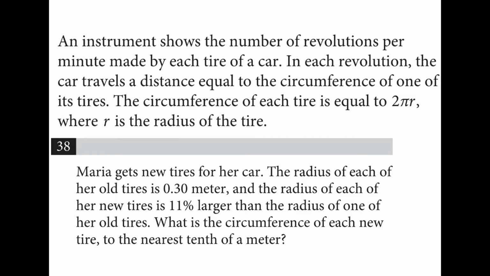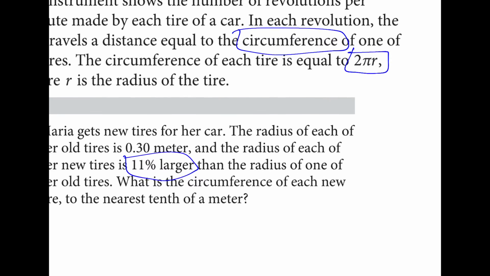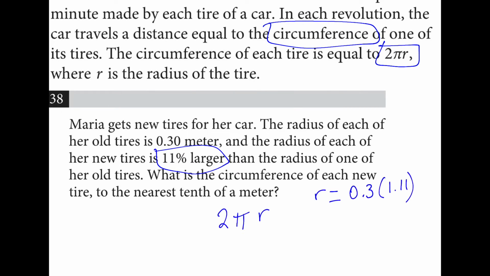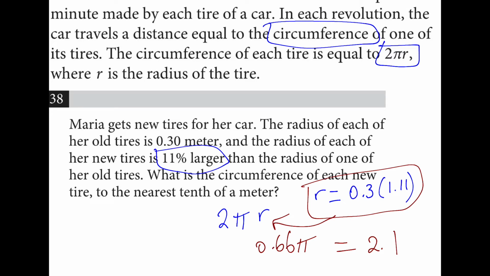So we're traveling a distance equal to the circumference for each revolution, so that's 2 pi r times the number of revolutions. If our radius increases by 11%, what's the new circumference? So this is how we find the new radius, and then we just plug that in here, or 0.66 pi. If I multiply that and I round, I get 2.1 to the nearest tenth.